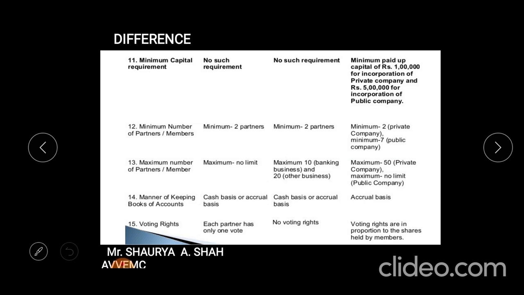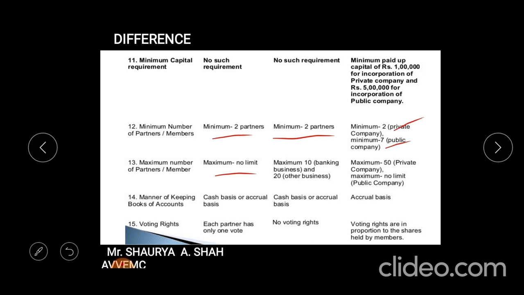Minimum number of partners. In LLP, minimum 2 partners. In partnership firm, minimum 2 partners. And in company, if it is a private company, minimum 2. If it is a public company, minimum 7. Maximum number. In LLP, maximum no limit. Generally it is 200, but no limit.